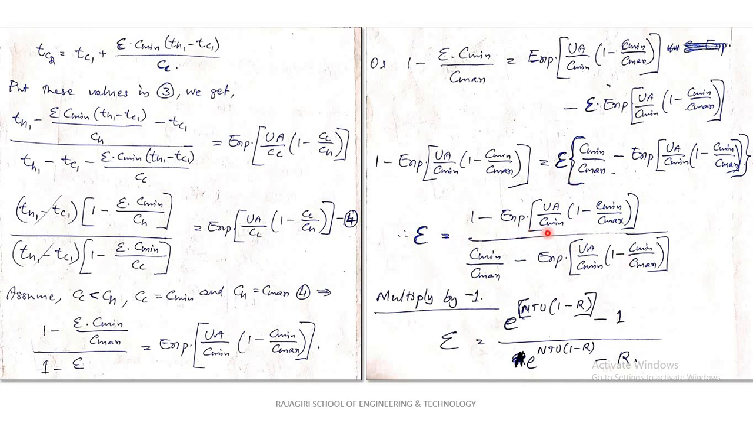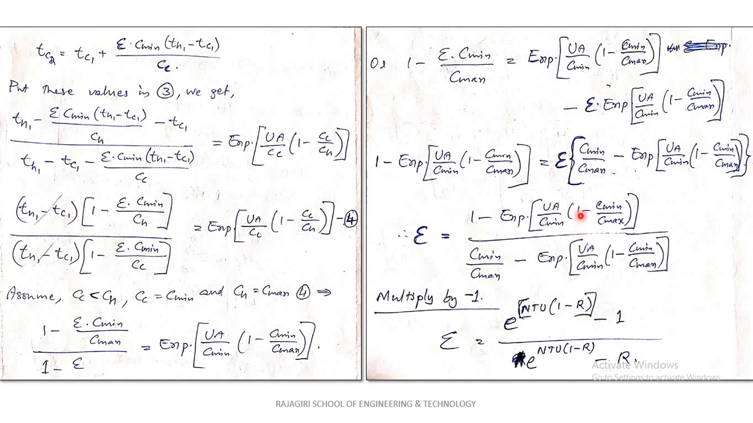Get 1 minus exponential of UA upon C minimum, times 1 minus C minimum by C max, divided by 1 minus C minimum by C max times exponential. Okay. Now you know UA by C minimum is NTU, and C minimum by C max is R. So here we will get NTU.